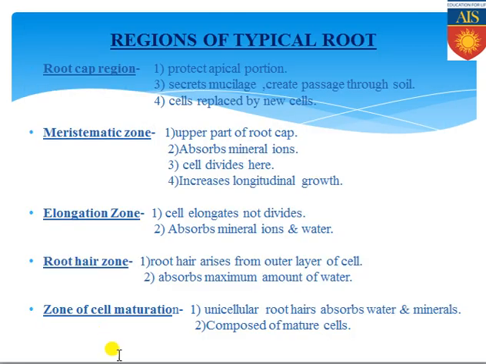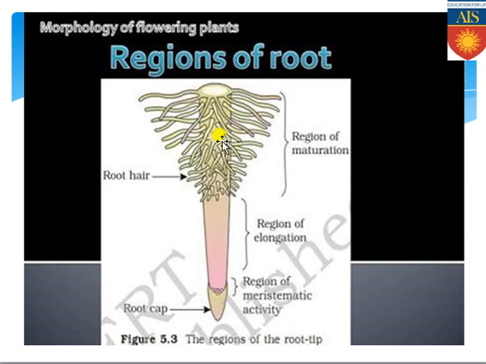Next, the zone of cell maturation. The zone of cell maturation is the uppermost zone. Just above the root hair zone, there is a zone where the cells are present in the matured condition, and unicellular root hairs are also present here because they are responsible for absorbing water as well as minerals. Keep it in your mind, they are composed of mature cells. The cells present here will not divide in future. Again, going to the figure, here you can see this is the uppermost portion, commonly known as the region of maturation, because the cells present here have already matured. There is no division taking place here.